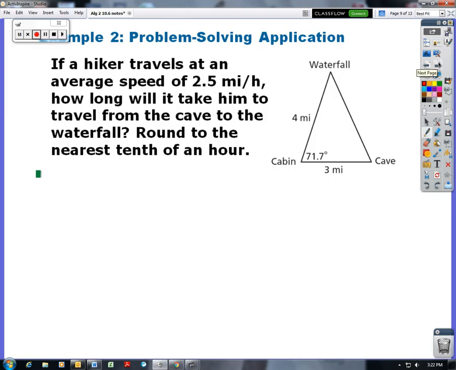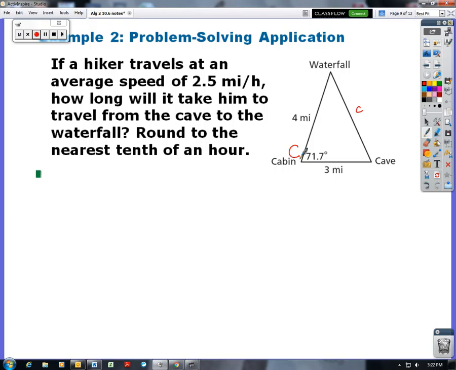Moving along. If a hiker travels at an average speed of 2.5 miles an hour, which is pretty darn fast, they must not have much of a pack on, how long will it take him to travel from the cave to the waterfall? So they're trying to find this length here. I was going to call it little c, because this is cabin, big C here. Oh, sorry, round to the nearest tenth of an hour.